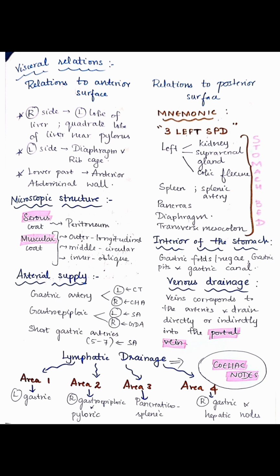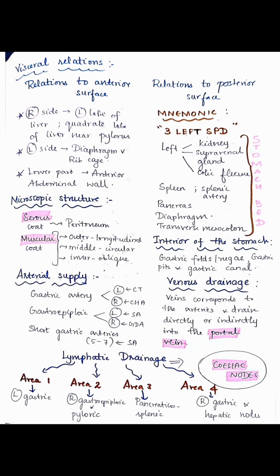The left gastric artery is derived from the celiac trunk, the right gastric from the common hepatic artery, the left gastroepiploic artery is a branch of the splenic artery, and the right gastroepiploic artery is a branch of the gastroduodenal artery. The short gastric artery is a branch of the splenic artery. Then the venous drainage: the veins correspond to the arteries and drain directly or indirectly into the portal vein.